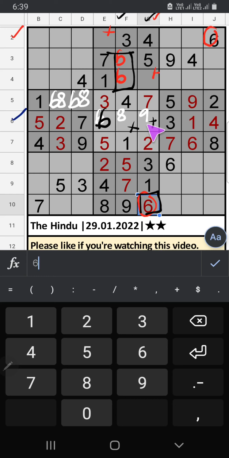6th row, only 2 numbers are remaining, 8 and 9. Column F we have 9. So 9 can't come in this cell. Then 9 is confirmed here. Then 8 is here.